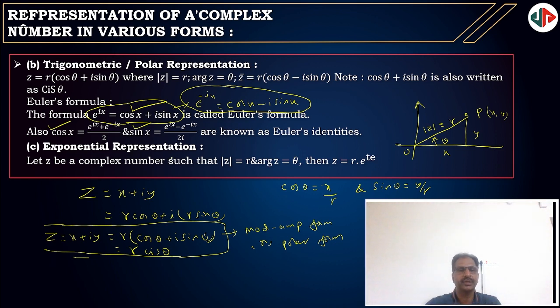Now, what is exponential representation? As I said, z can be written in the form of r cis theta. And what is that cis theta? It is cos theta plus i sin theta. And that cos theta plus i sin theta can be written in Euler's form as e power i theta. Just replace cos theta plus i sin theta with e power i theta from Euler's formula. So z can be written as r into e power i theta, which is known as exponential representation or exponential form of the complex number.